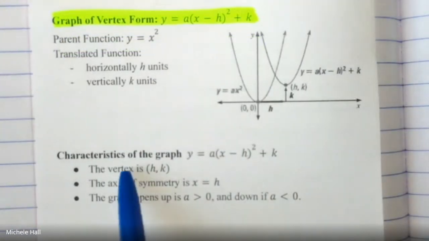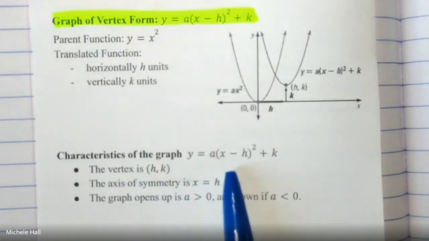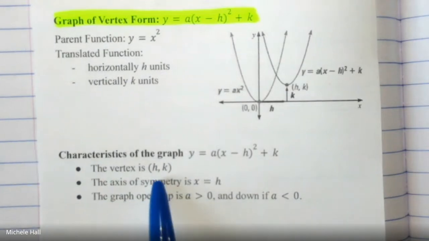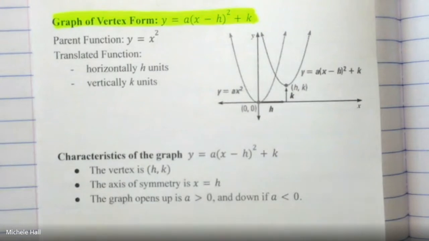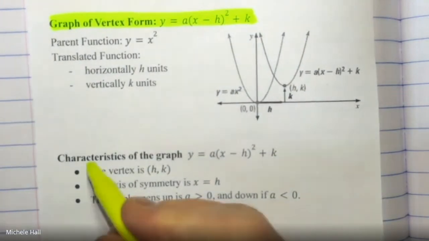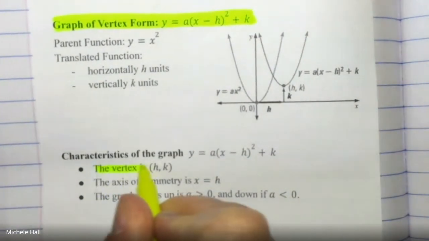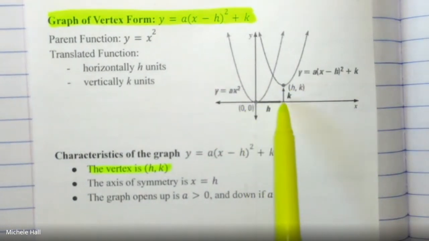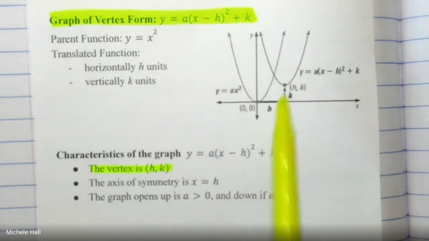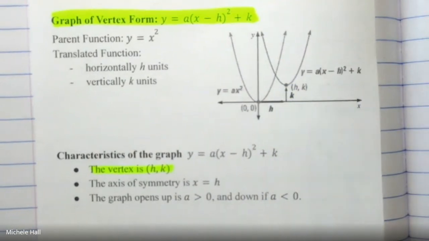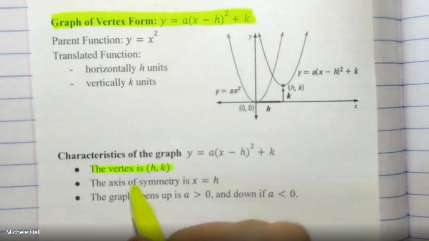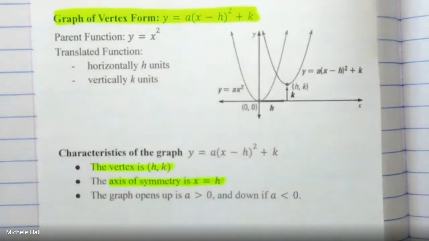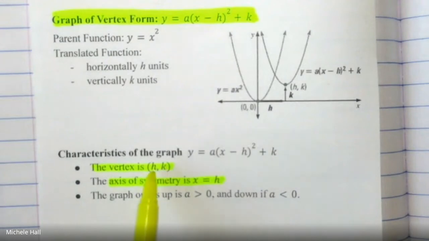The characteristics of the graph of y equals a times (x minus h) squared plus k: the vertex is (h, k). I am going to move over h units and then up k units for the vertex. We also see that the axis of symmetry, the AOS, is the h number. I have my vertex, then I have my AOS.